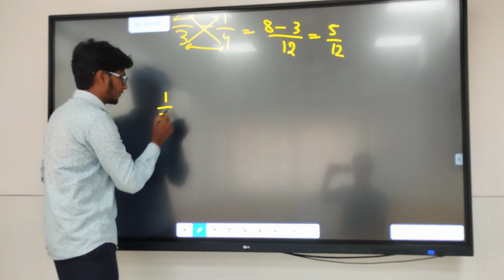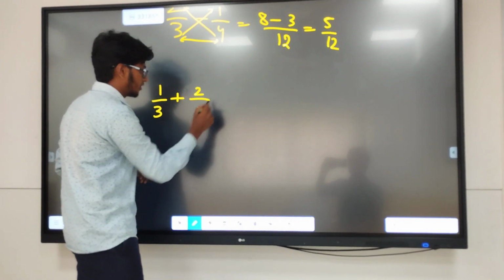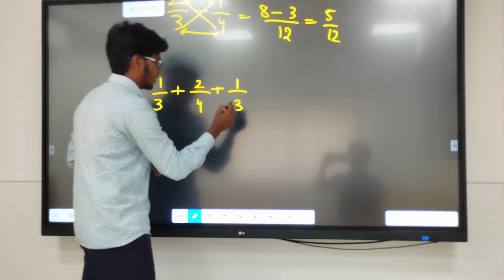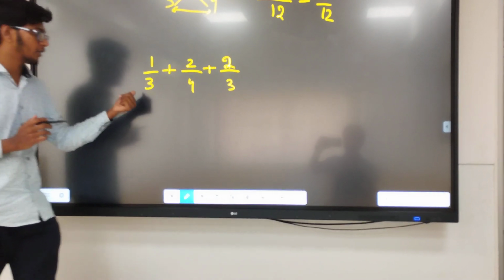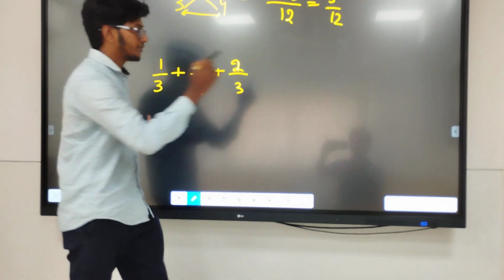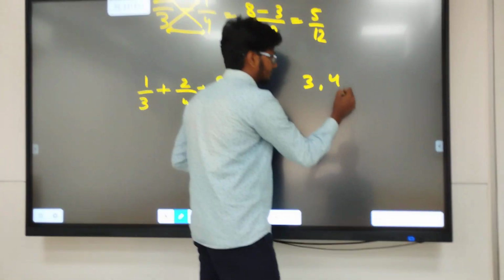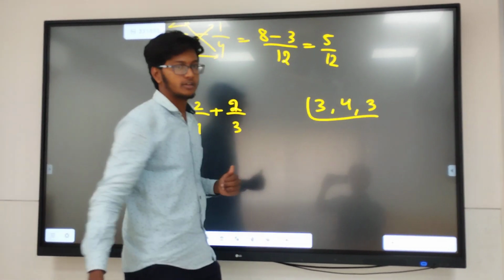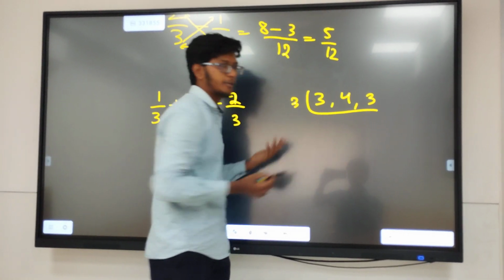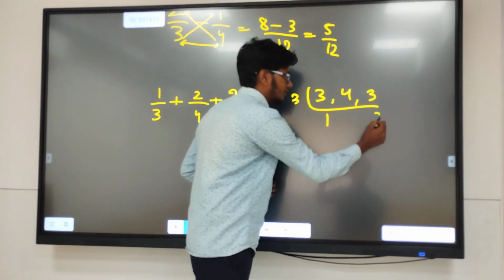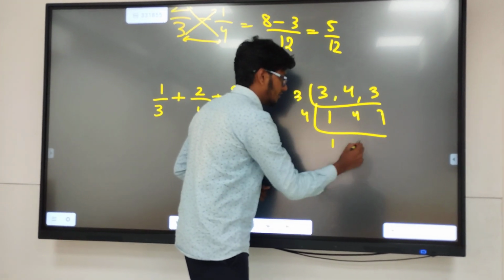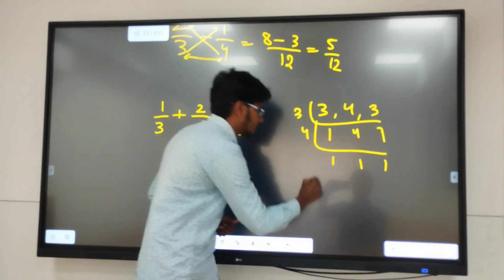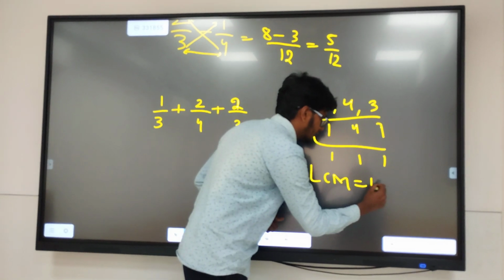Suppose I have 1 by 3 plus 2 by 4 plus 2 by 3. I have three different numbers. If you see, the denominators are 3, 4, 3. Find the LCM of 3, 4, 3. Yes, very good, it's 12. So first write down the number which is divisible for the numbers. 3 1s are 3, 1s are 1. Write the 4 as it is. Again 4 1s are 4, 1, 1. So the LCM is 12.